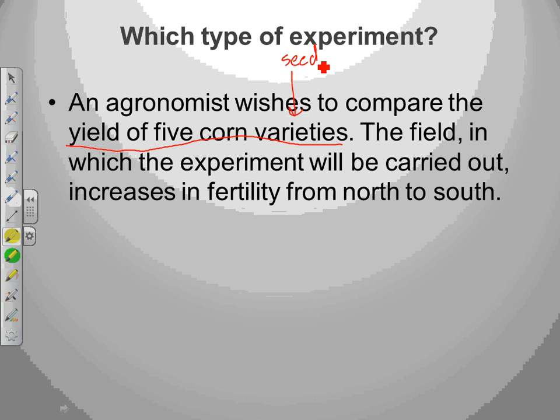Okay? However, my field increases in fertility from north to the south. I realize that on the north end of my field, it grows corn generally better than the south end of my field. What type of experiment should I do?